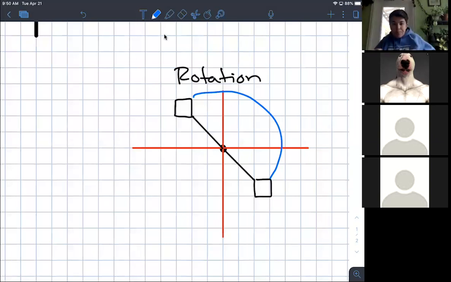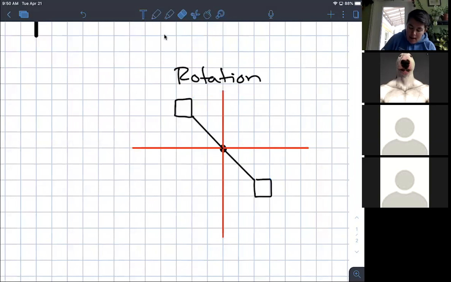I believe it was 120. So close, Grace, you're so close. It's half of a circle. 180 degrees. Really close. It's 180, yeah. So that was 180 degrees, right? So it's halfway around the graph, right?